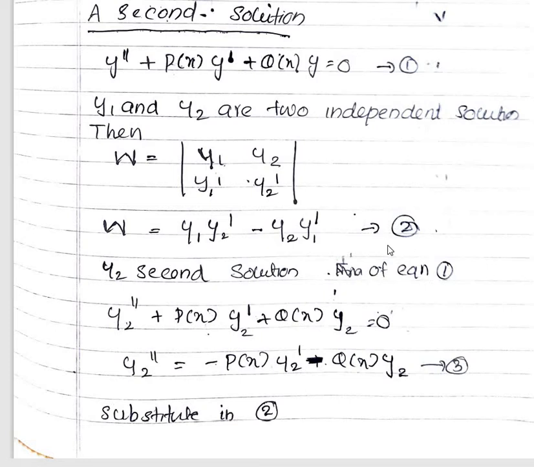So if we assume that we get y1 from the series solution method or the Frobenius method, we have to calculate y2. From equation 1 we get y2 double dash. Both y1 and y2 equally satisfy this equation. We can write y1 double dash plus p of x y1 dash plus q of x y1 is equal to 0.